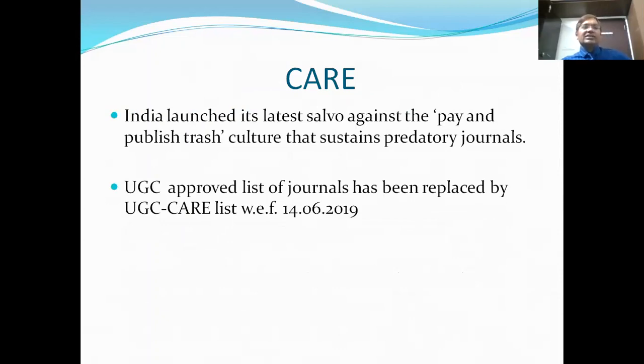Let us discuss how CARE has emerged. In order to help the scholars and the teaching fraternity, UGC was very much concerned, and it launched its first attack on pay-and-publish trash, to help the prudent people. So it launched these CARE listed journals. The UGC approved list of journals has been replaced by the UGC CARE list with effect from 2019.